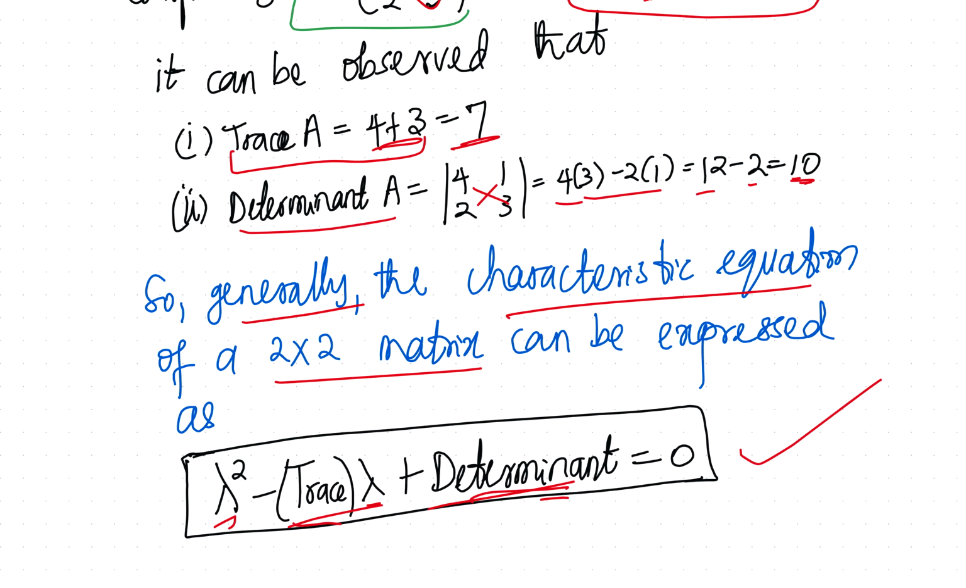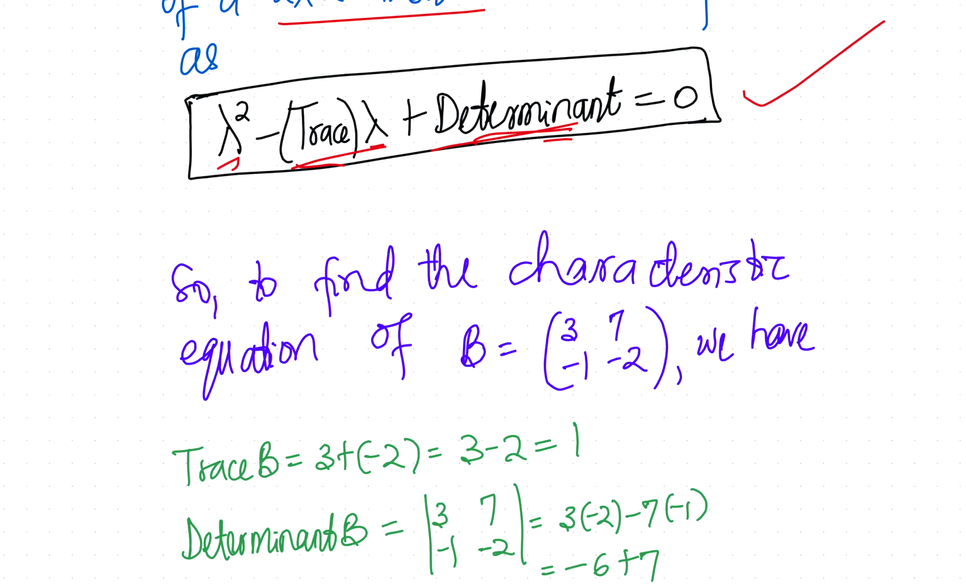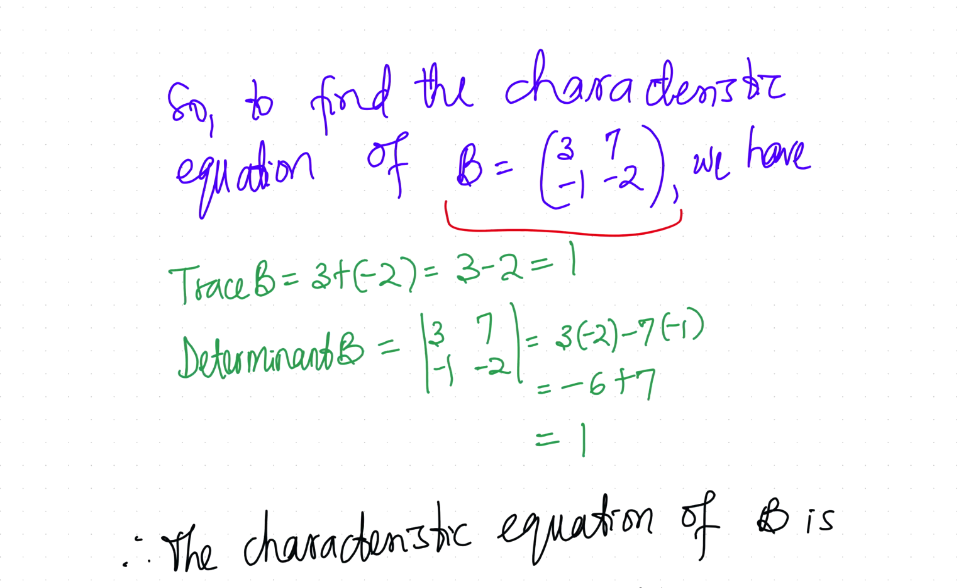So to find the characteristic equation of B, which is [3, 7; -1, -2], we have the trace of B. Instead of having to do all the determinant of B minus lambda I equals 0 thing, it's not necessary. Just look for the trace and the determinant of the matrix and you're good.